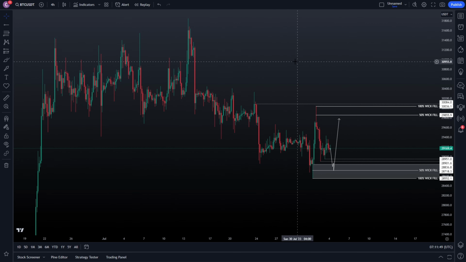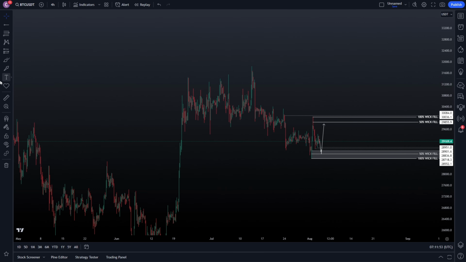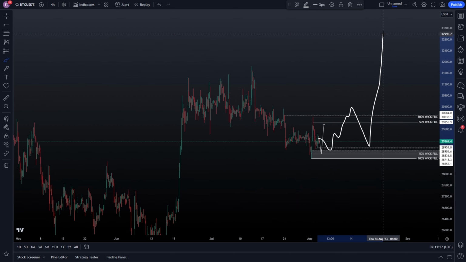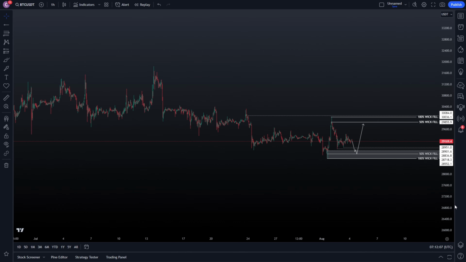Okay, I think that would hurt most amount of people before potentially later on in the next few weeks eventually get that move to the upside towards $32,450, a target I've been calling this entire year already on the Bitcoin price. Okay, so this is my current trade idea on Bitcoin.